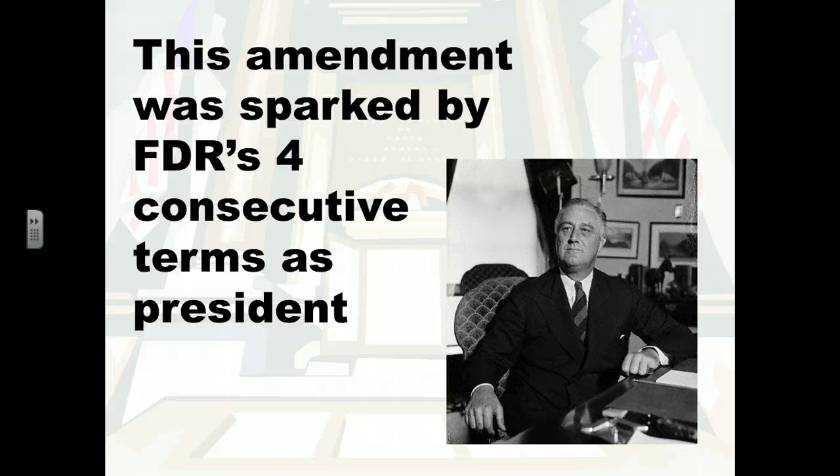So people started to wonder, gosh, should we maybe have a limit so that we don't have somebody potentially running and being reelected 4, 5, 6 times? And so this amendment was directly a result of FDR's presidency. Not that people were upset about it, but they thought that maybe we should have a little bit more structure to the 2 consecutive term idea. So that's that amendment.